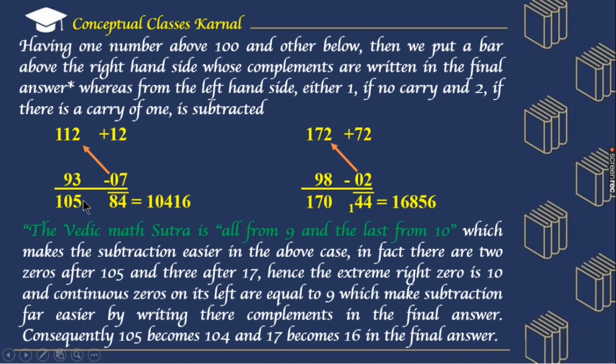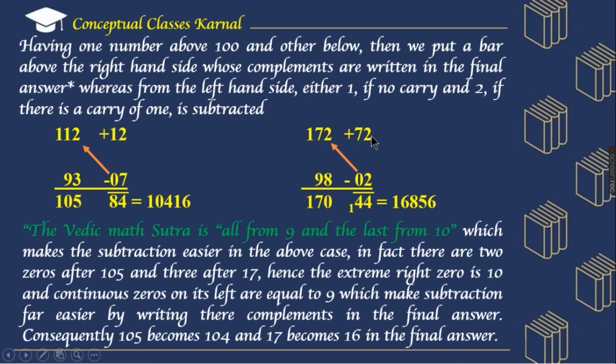Now what we have here is 105 00 minus 84. So from 00 you have to subtract 84, and for this we use the Vedic Sutra, all from 9 and last from 10. So 4 is to be subtracted from 10 and 8 is to be subtracted from 9. So we get 16, and then 1 less will be from here because a carry has come to make it 100, and so 10416 is the answer.